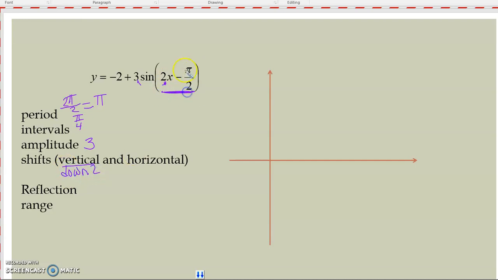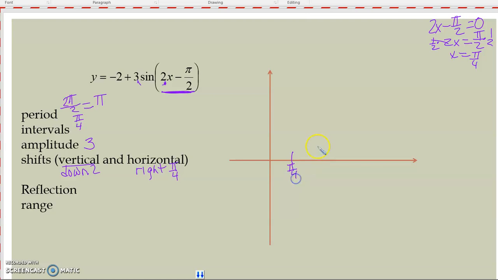And we have a horizontal shift. So over here I'm going to go 2x minus pi over 2 equals 0. And I'm going to solve for x. So we move the pi over 2, make it positive, and we multiply by 1/2 to get rid of that 2. So we shifted to the right pi over 4. Okay? That's good because our intervals are pi over 4, so they kind of match. All right, so let's go to the right pi over 4.